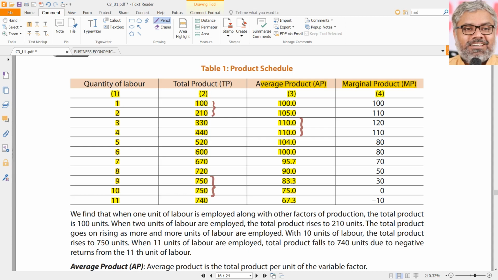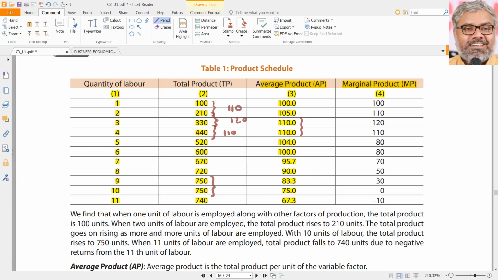So what is the marginal product here? That will be 110. That is the marginal product. Same way, from the second unit of labor to one more unit of labor, 3 units of labor is now used. That means the total product increased from 210 to 330. So the marginal product increased from 110 to 120. From 330 to 440, marginal product is 110.